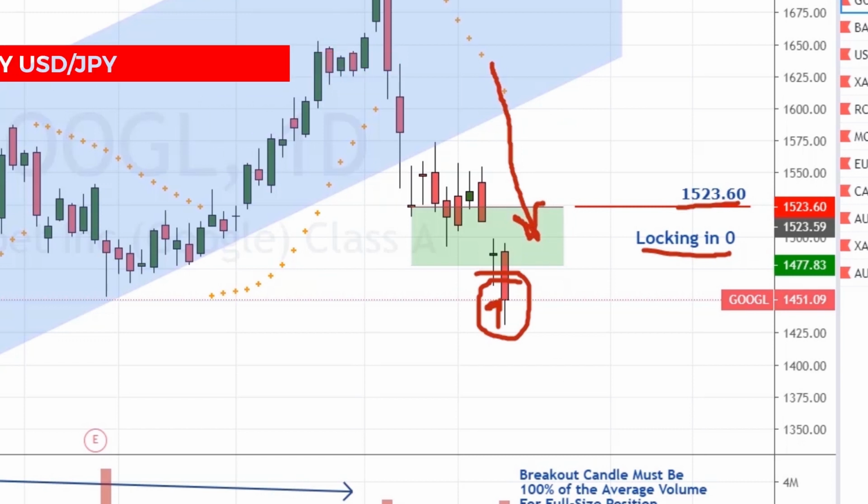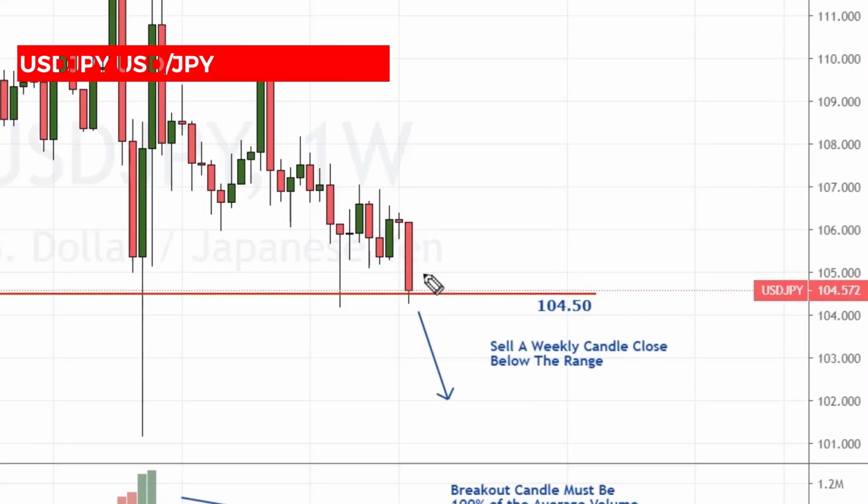trailing our stops. I mentioned that the USD/JPY could give us a weekly trigger last week, but it didn't happen. So watch for it on Friday of this week.